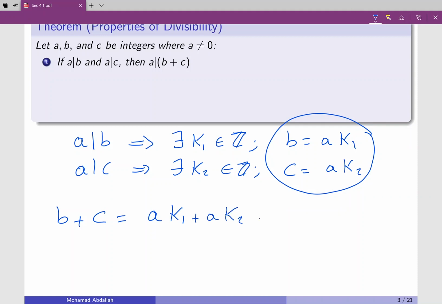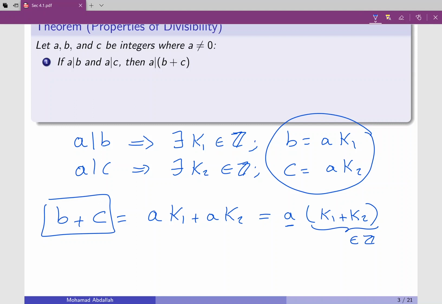Okay, now I can see that I can factor out the A, so that's A multiplied by K1 plus K2. That's what I want, because now I showed that B plus C is actually A multiplied by some number, and this number is an integer because it's the sum of two integers. So then B plus C is equal to A times K, where K is an integer in Z. So we can call this K. By the definition, this implies that A divides the number B plus C.